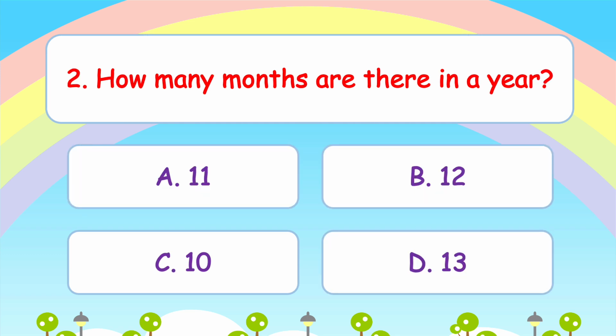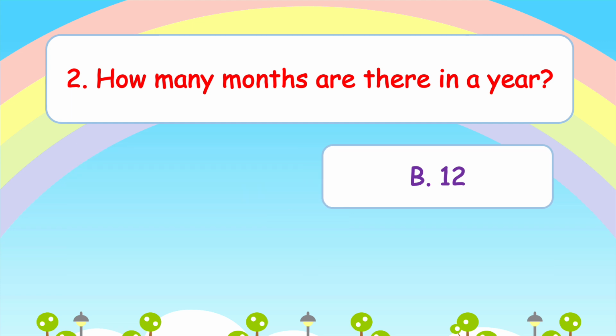How many months are there in a year? And your options are 11, 12, 10, or 13. And it's 12. There are 12 months in a year.